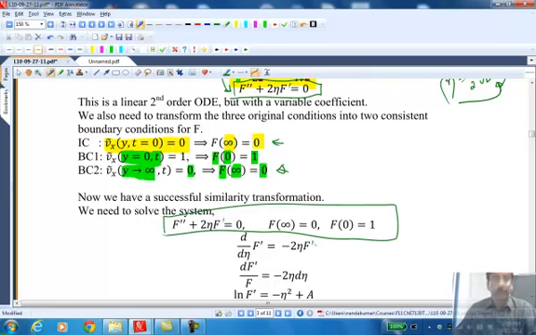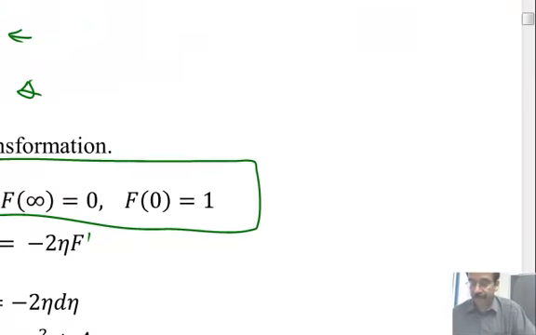Okay, so first thing that we do is we separate them. We move 2 eta f prime to the right hand side, and then on the left hand side you write it as d by d eta of f prime. That is, the second derivative is written as derivative of the first derivative. Okay, so this is the derivative of the first derivative. Why would I do that? Because now I see that f prime is the same in both places.